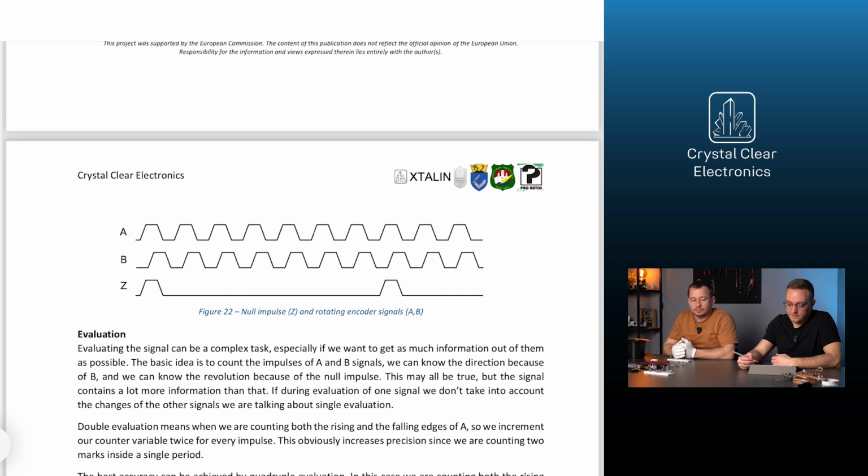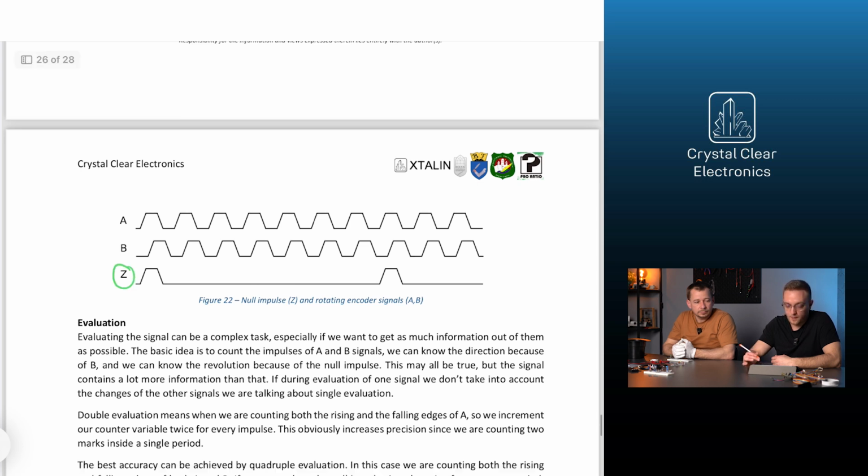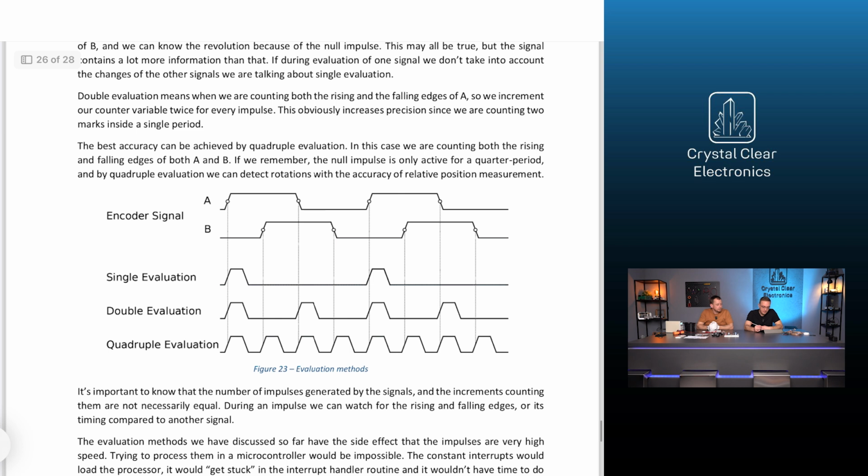Evaluating the signal can be a complex task, especially if we want to get as much information out of them as possible. The basic idea is to count the impulses of A and B signals. We can know the direction because of B, and we can know the revolution because of the null impulse. If during evaluation of one signal we don't take into account the changes of the other signals, we are talking about single evaluation.